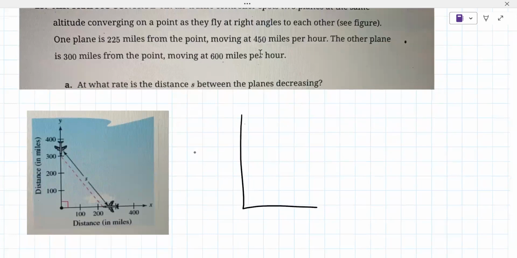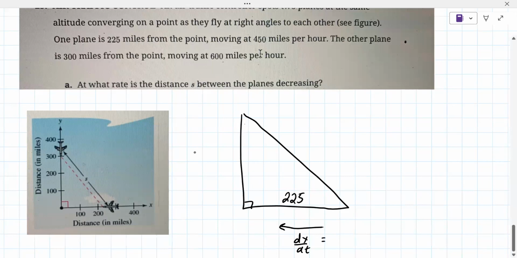So let's just say we didn't have the picture and we had to draw sort of a triangle. You generally get a triangle problem, whether it's an airplane or people running or a ladder. It's 225 miles down here, and this is very important: dx/dt is 450. I'm going to call that negative because it's moving left. That's typical convention. Now the other direction is kind of the same thing. It's 300 miles away, and I like to use the arrows to show the rate of change. I think that's a good strategy. It's moving minus 600, and that's dy/dt. The reason it's y is because it's in the y direction.